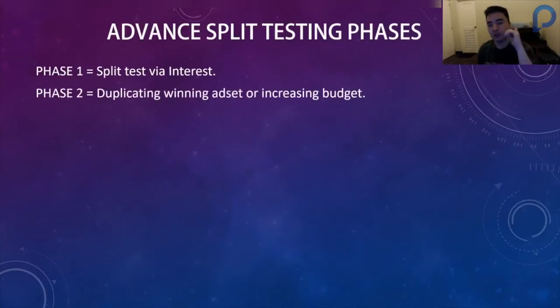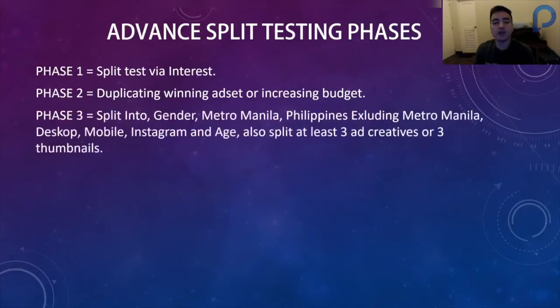Phase 1, Phase 2, and then, okay, in this one you duplicate the winning ad set either 5 times or 10 times, or you can increase it right away. And Phase 3, this is what your ad set should look like after you have bought some data in Facebook.